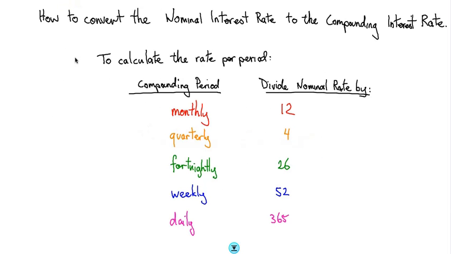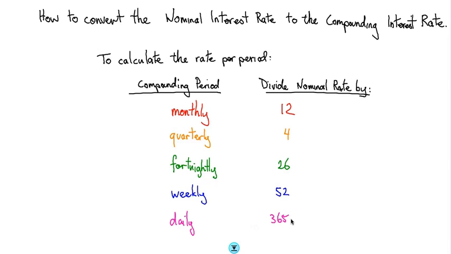How to convert the nominal rate to the compounding interest rate? Because if your investment is compounding monthly, then you need to reflect that in the rate. You want to know, well, what percentage is that per month or per quarter? So to calculate the rate per period, if it's monthly, divide by 12. If it's quarterly, divide by 4. Fortnightly, divide by 26. Weekly, divide by 52. And daily, divide by 365.